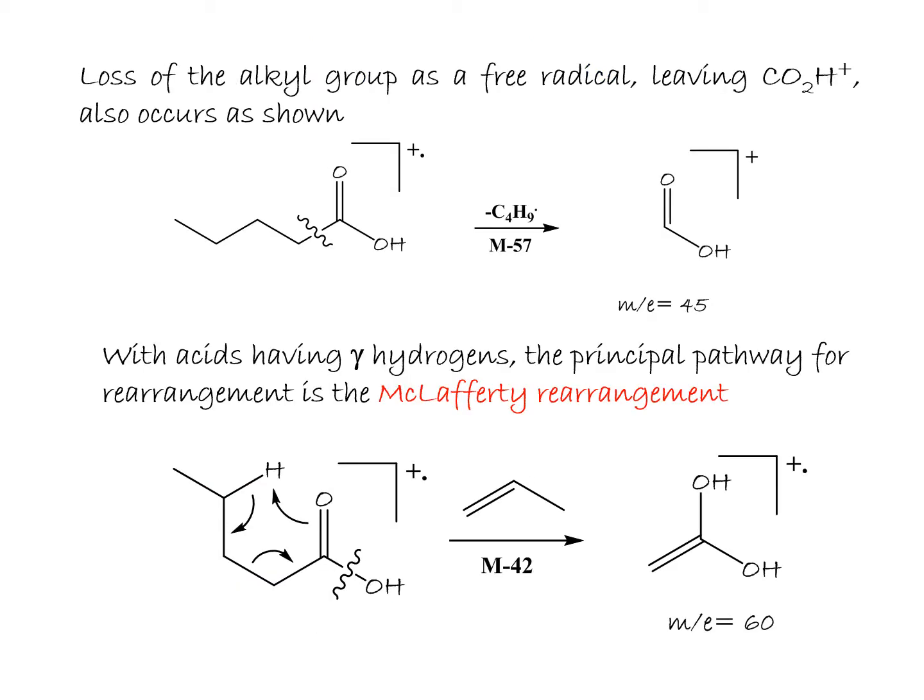Loss of the alkyl group as a free radical, leaving the CO2H cation, also occurs. If you have a radical in here, eliminating an alkyl radical will leave a C double bond O, OH cation at 45.